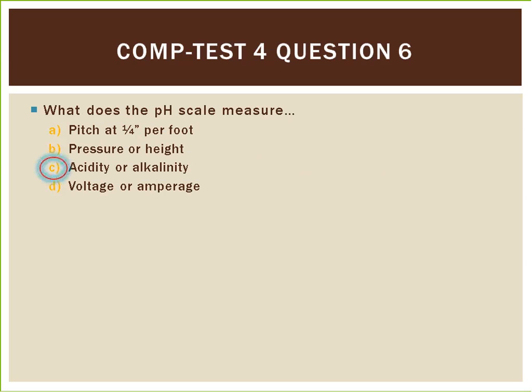C is the best answer to this question because pH is a measurement of the activity of hydrogen ions. Solutions with less than 7 pH are acidic, and those with greater than 7 pH are basic or alkaline. A is not correct because pitch is a measurement of an angle or propeller. B is not correct because pressure or height is measured by gauge in PSI or measuring stick by inches or feet. D is not correct because voltage or amperage is an electrical measure of volts or amperes.